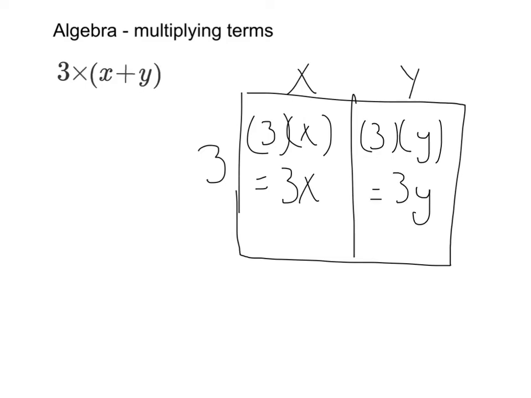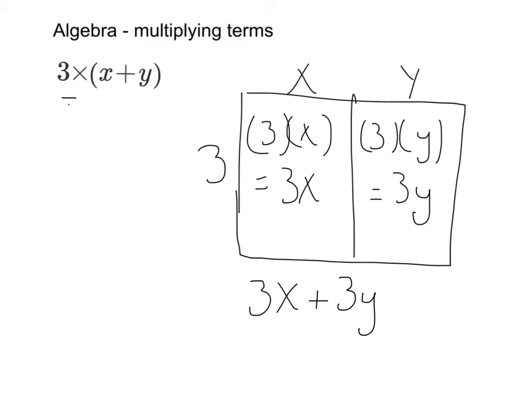And then we add the two areas together. So 3x is the area of this rectangle, and 3y is the area of this rectangle. And to get the area of the whole thing, we just add the two things together. 3x plus 3y. Now they're not like terms, so we can't just say it's 6x or it's 6y. We have to just write it out as 3x plus 3y. And that's our answer.